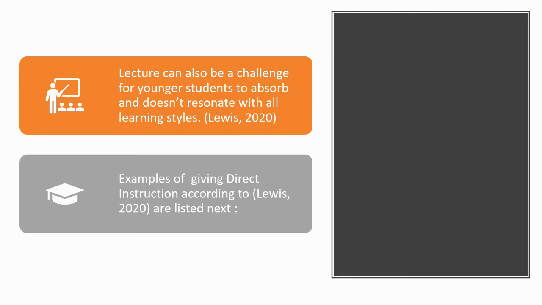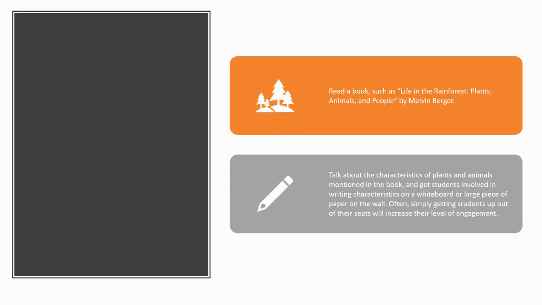Examples of giving direct instruction, according to Lewis, are listed next. Read a book such as Life in the Rainforest: Plants, Animals, and People by Melvin Berger. Talk about the characteristics of plants and animals mentioned in the book, and get students involved in writing characteristics on a whiteboard or large piece of paper on the wall. Often simply getting students up out of their seats will increase their level of engagement.